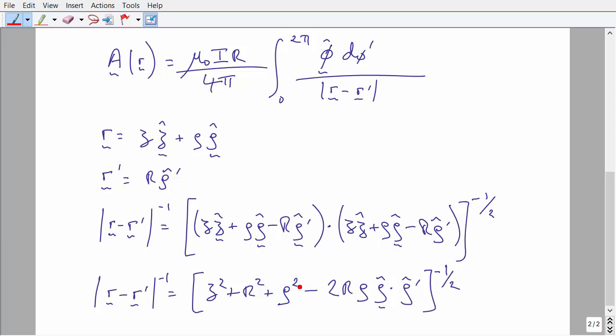Remember, I want the A field, the vector field, in an infinitesimally small region around our point of observation. So I'm going to do everything in the limit that rho squared is small compared to z squared plus r squared. You'll notice this is a quadratic term in rho, and this is a linear term in rho, and we're going to throw the quadratic term out. Let's do that formally on the following page.